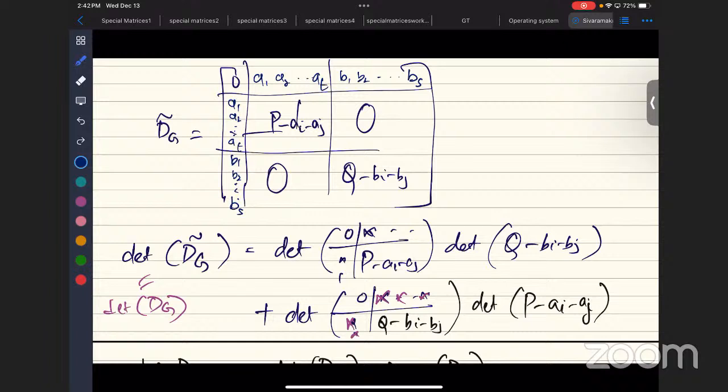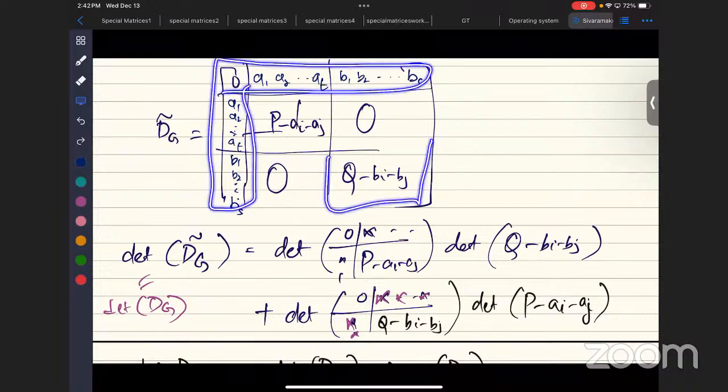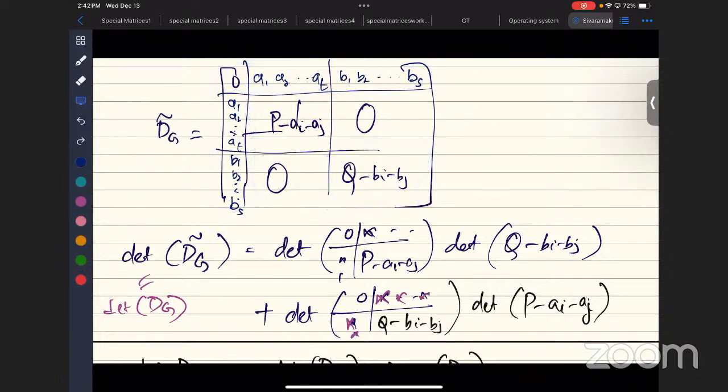Now the determinant of this transformed matrix D_G tilde is also equal to the determinant of the original matrix, because these are row transformations. This is equal to the determinant of this block multiplied by the determinant of this block, plus the determinant of this submatrix times the determinant of the remaining complement submatrix.